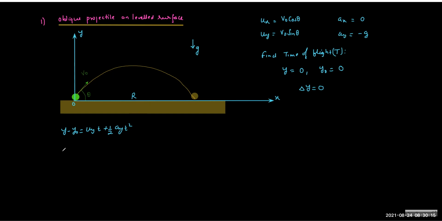Okay, so moving forward, let's substitute the values: 0 minus 0 equals v naught sine theta into t plus half minus g into t square. And then solving this is pretty easy. You get the answer 2 v naught sine theta by g. Correct. So now we have the time of flight. The next question will obviously be the range.